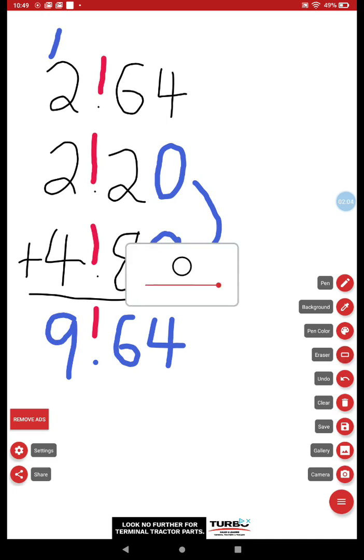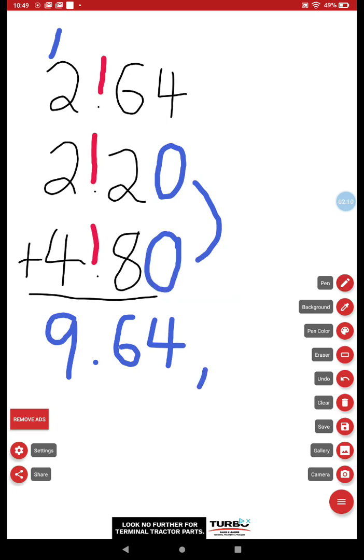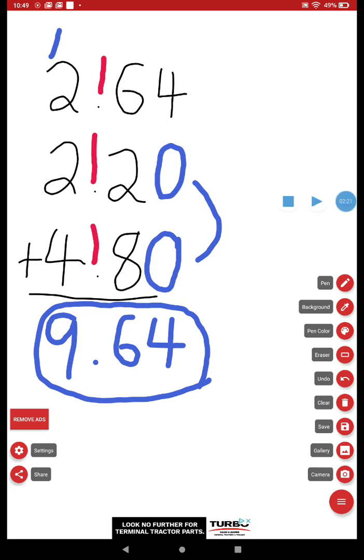Let's go ahead and erase that red mark, telling me where my decimal place should go. All right, guys, so the associative property helped me associate the 20 and 80 to easily add that together to get 9 and 64 hundredths.